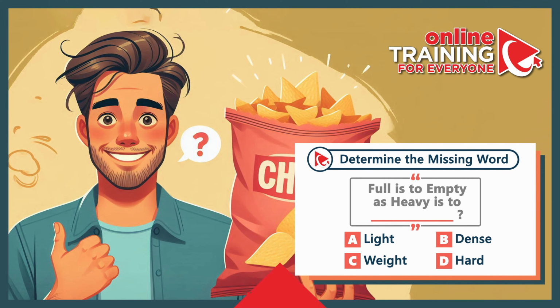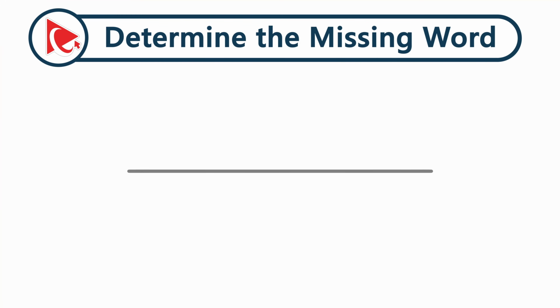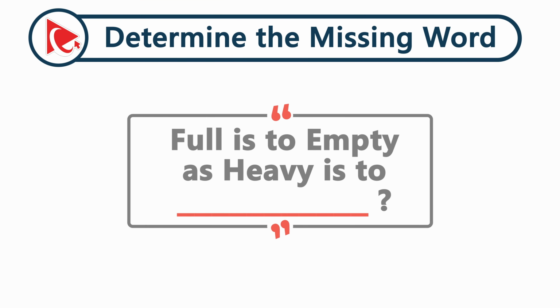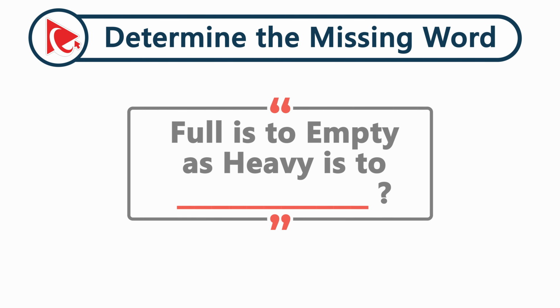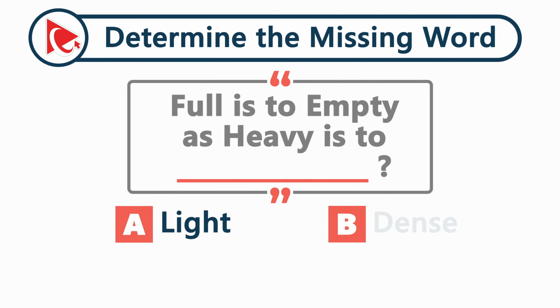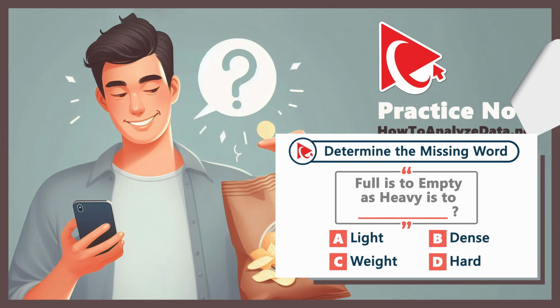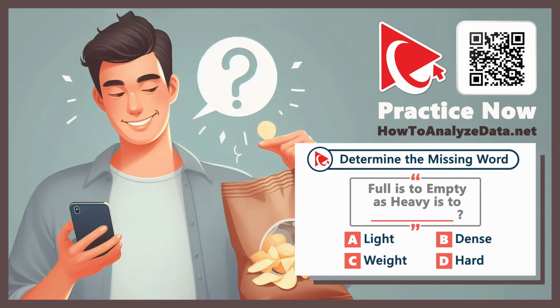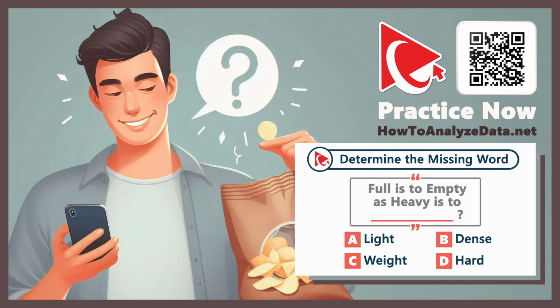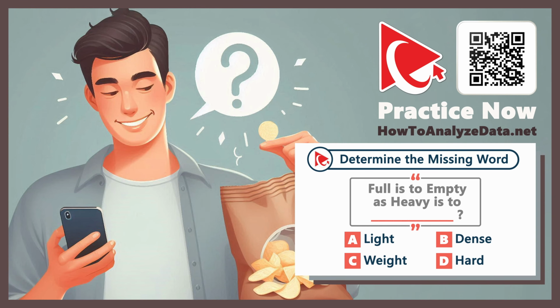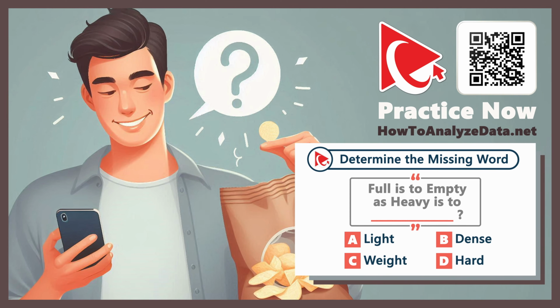Keep crunching away. You're presented with the statement, full is to empty, as heavy is to, and then comes the missing word, which you need to determine and select out of 4 possible choices. Choice A, light, choice B, dense, choice C, weight, and last but not least, choice D, hard. Give yourself some time to eliminate incorrect choices, verify your answers, and let's reconnect on the other side, where your chips are gone, and you can see the empty bottom, and you're ready to reach beyond the ordinary and achieve greatness.